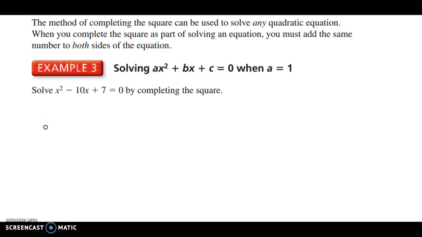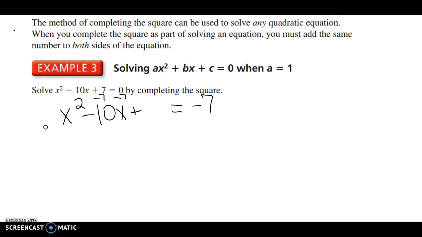Look in your notes packet at example 3. Now that we know how to complete the square, we can solve this problem. We'll start by leaving all of the x terms on the left-hand side and leave a little space, and subtract that 7 over to the right-hand side.